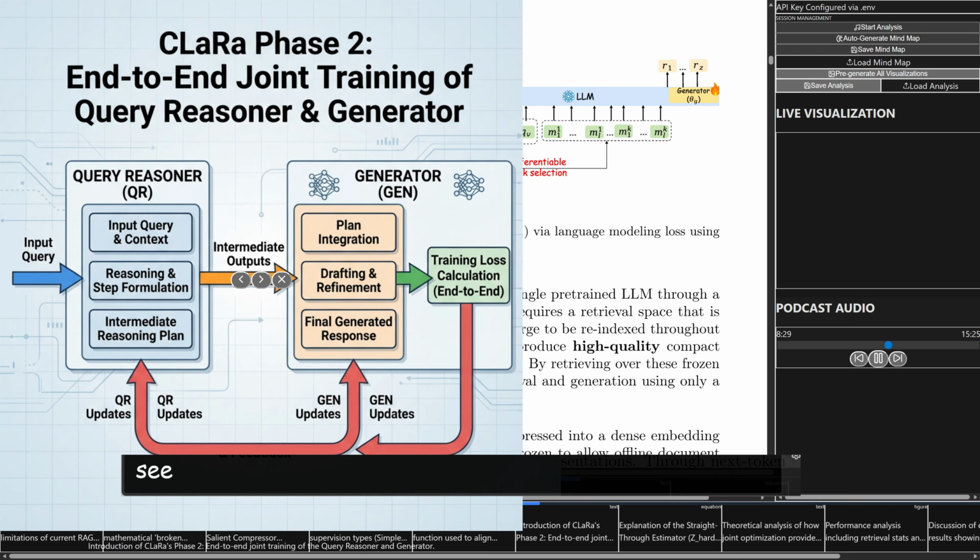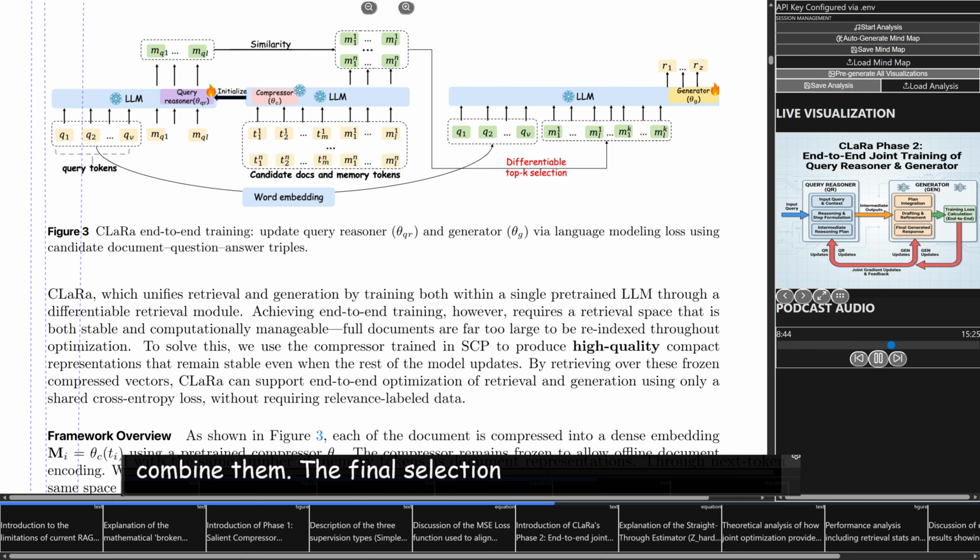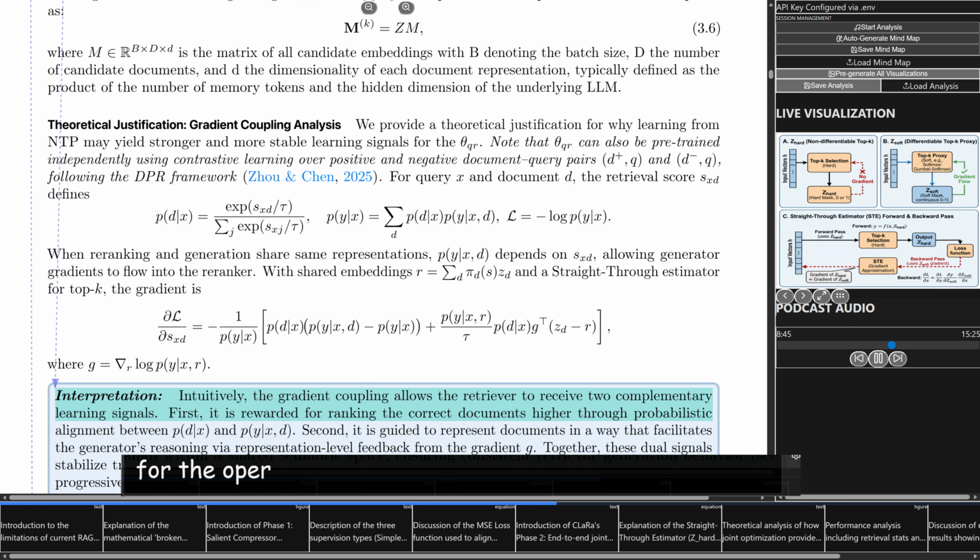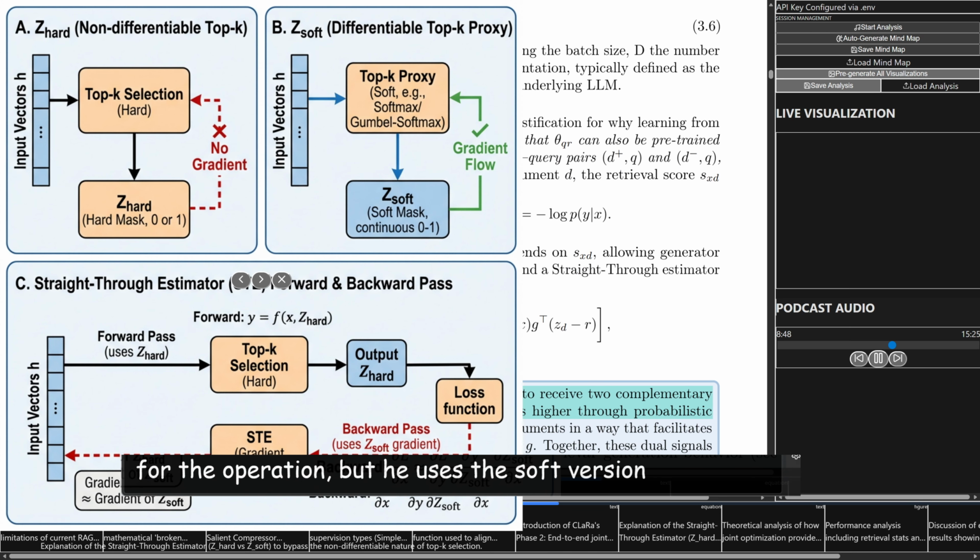I see. So the Z-soft distribution basically gives the gradient a smooth hill to climb back up instead of a sheer cliff. The loss signal can touch all the potential documents, not just the ones that made the hard cut. Precisely. And then you combine them. The final selection uses the hard choice for the operation, but it uses the soft version for the gradient flow. They do this with a function called the stop gradient operator. It basically ensures that the discrete part is there for the forward pass, but the gradient just flows smoothly through that Z-soft path on its way back.